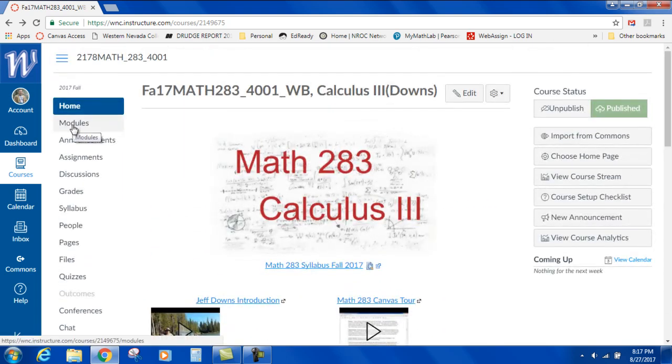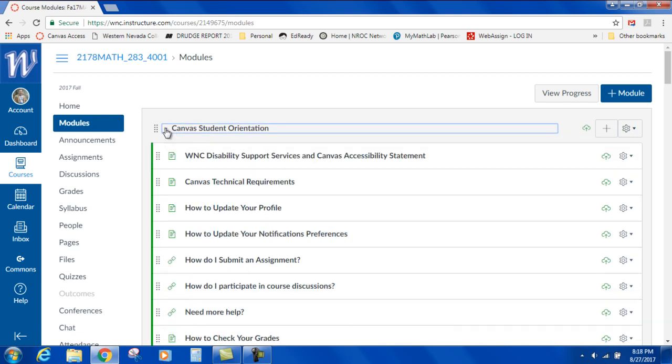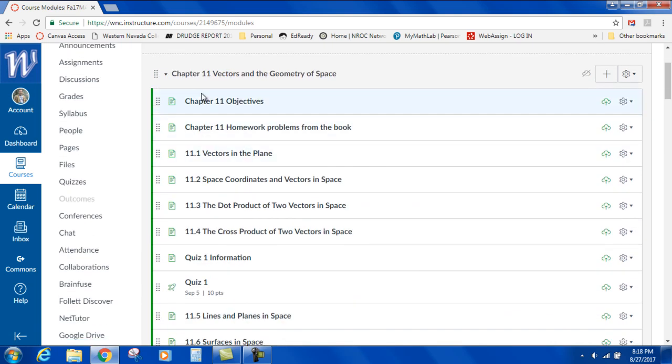Now over on the left side we have our modules. This is where you're going to find the real meat of everything. Standard Canvas student orientation, everyone gets that module. Then I have our chapter 11, the objectives. I have homework problems here if you're doing book problems. If you're doing book or online, they're the same problems.